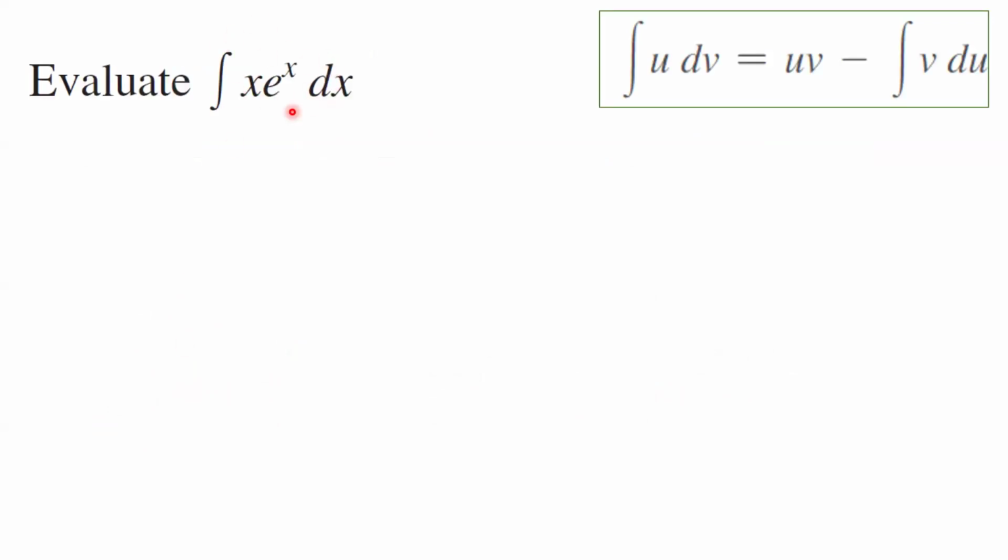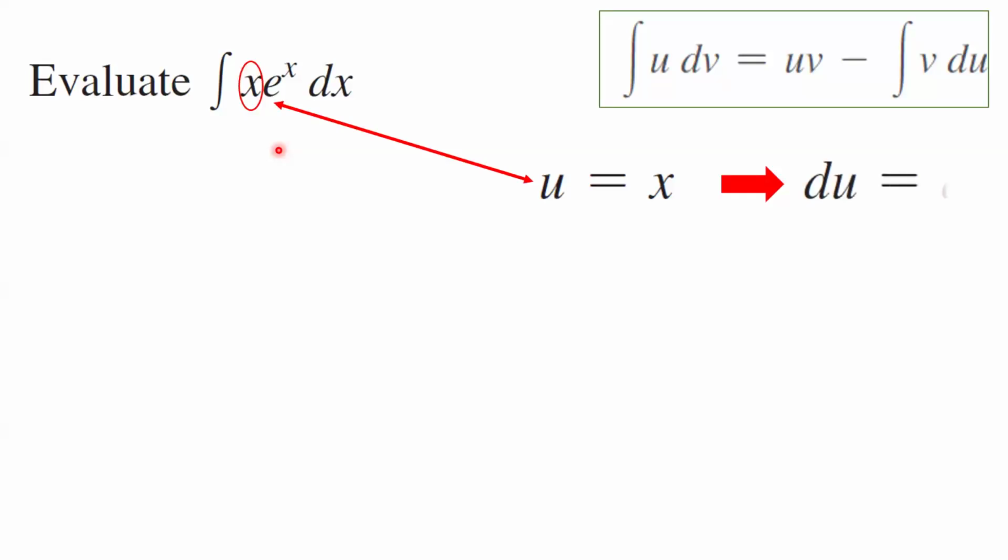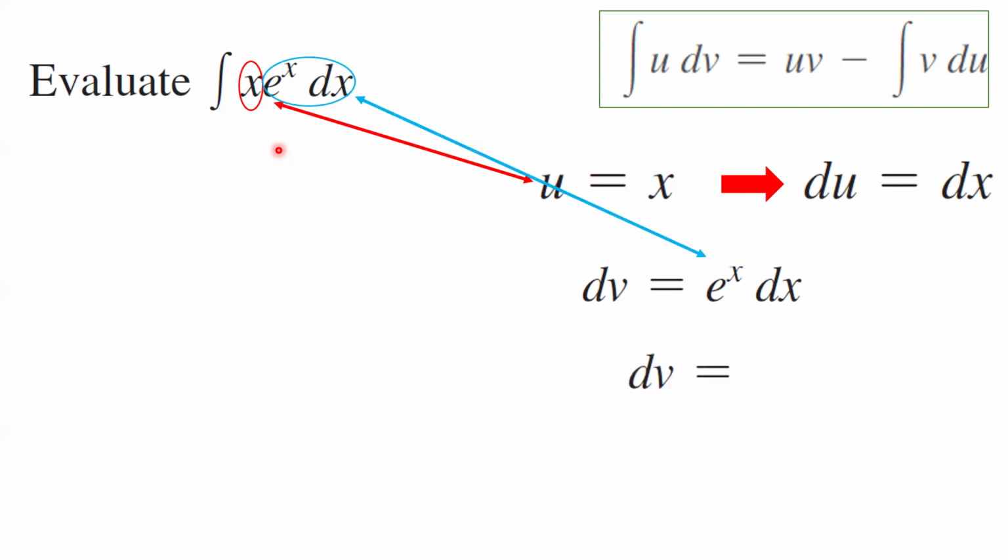For example, one of the popular questions in applying this technique is x e to the x. In this case, let us take u to be x. Then du is equal to dx. Now, if you take dv to be e to the x dx, and then take the integral of both sides, v becomes e to the x. So dv is e to the x dx, and when you're taking the integral, v becomes e to the x, a simpler function to work with.